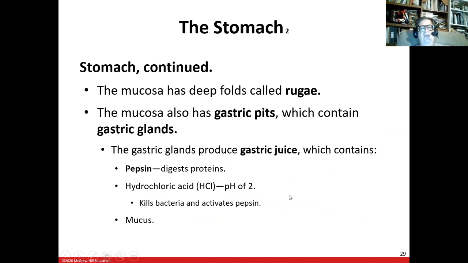The mucosa has gastric pits with gastric glands. These glands make gastric juice. I'm talking about the stomach acid. Well, not just the stomach acid. It's the hydrochloric acid, which is pH of 2, very acidic. This kills bacteria and activates pepsin. What they actually release is pepsinogen, and the pepsinogen is turned into pepsin by the hydrochloric acid. They have this mucus. Like I said, I want you to know that it's a basic mucus. Helps neutralize the acid.